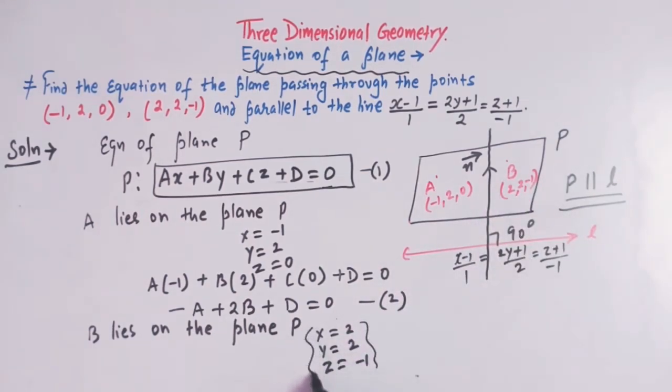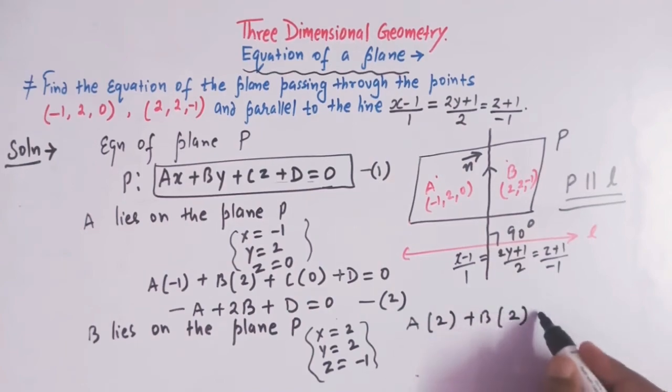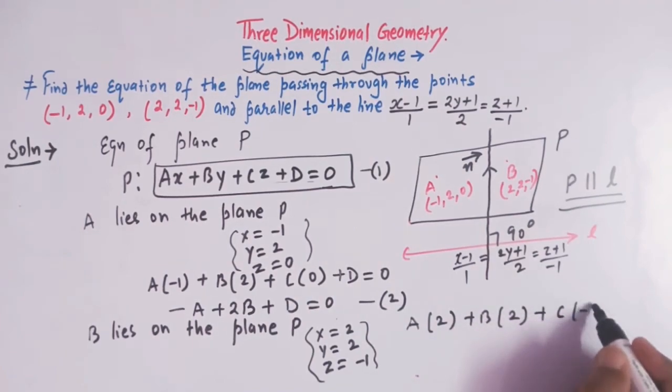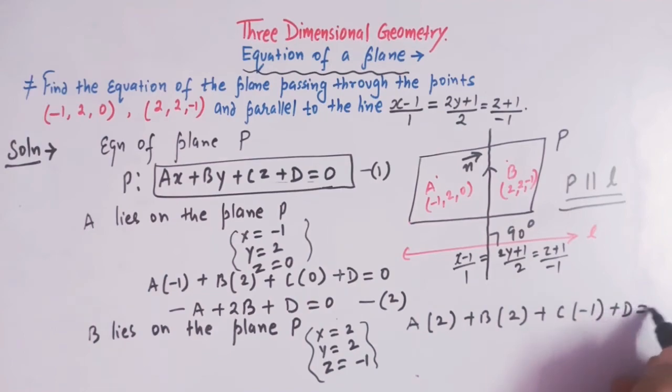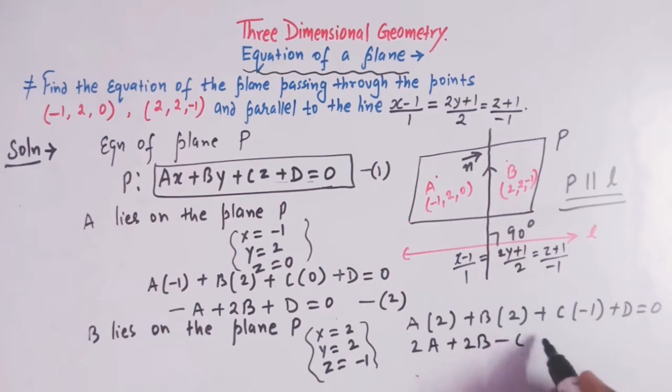And if we substitute this point in this equation 1, then we'll get a times 2, then we have b times 2, then we have c times minus 1 plus d is equal to 0, right? So let us simplify it. So we'll get 2a, here we'll have 2b, then we have minus c plus d is equal to 0. So let us call this equation as equation number 3, right?